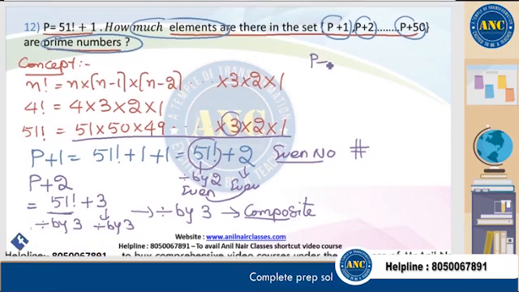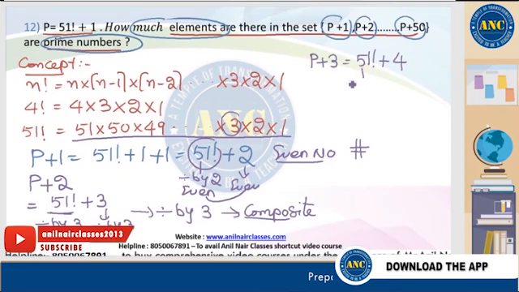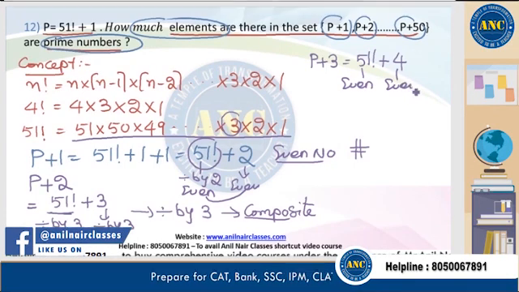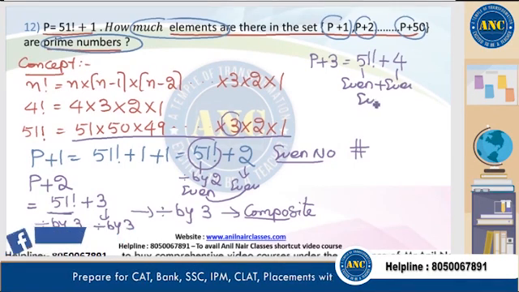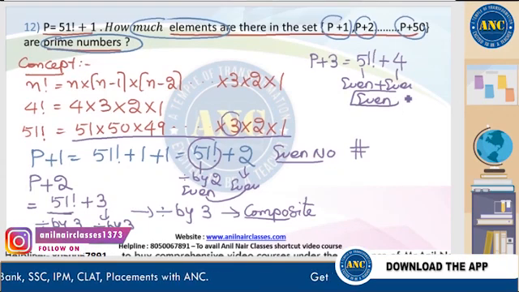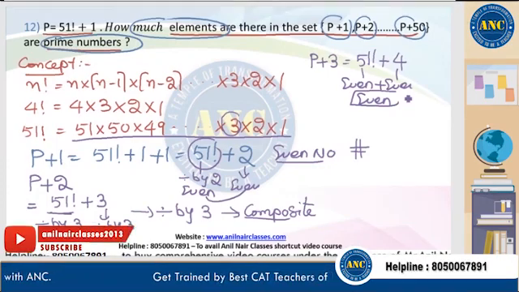Suppose I take P plus 3, which is 51 factorial plus 1 plus 3, that is 51 factorial plus 4. 51 factorial is an even number. 4 is again an even number. Even plus even will become an even number. There is no even number other than 2 which will become a prime number.